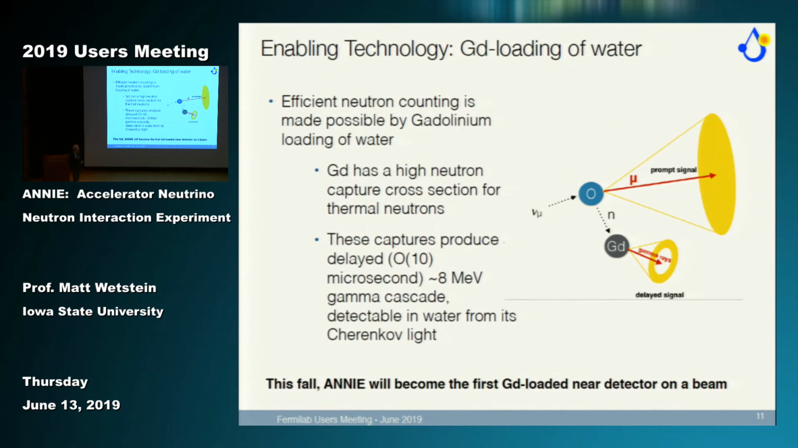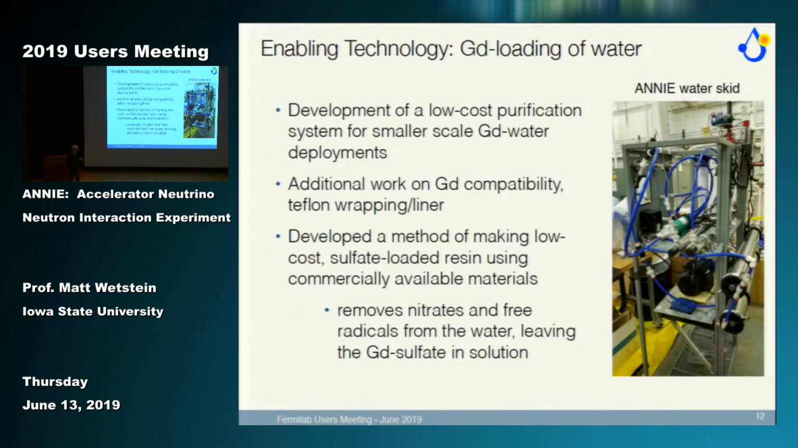The other enabling technology is gadolinium loading of water. Efficient neutron counting is made possible by gadolinium loading of water. Gadolinium has a very high neutron capture cross-section for thermal neutrons, and on the order of tens of microseconds, it captures these neutrons, producing these delayed flashes of light from the 8 MeV gamma cascades, which produce detectable Cherenkov light in the detector. When we have gadolinium loaded our detector over the summer, this fall, A.N.N.I.E will become the first gadolinium-loaded detector on a beam.